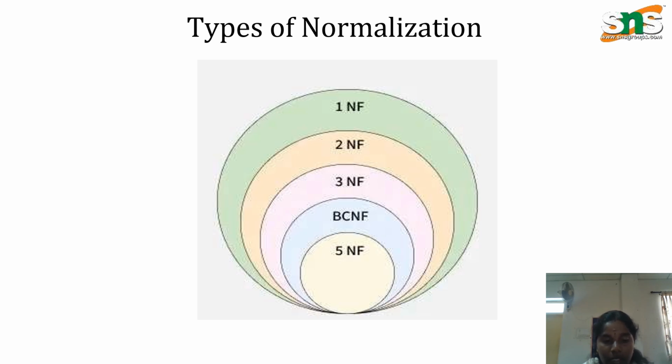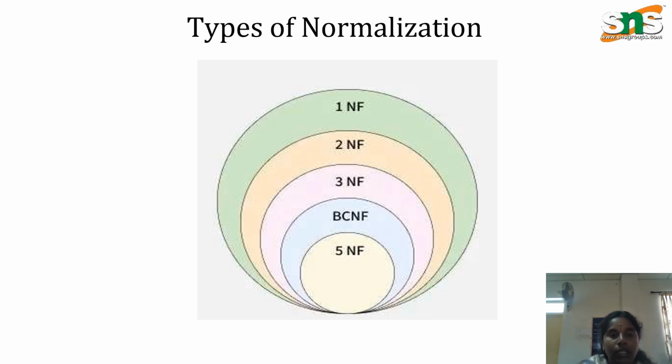And then the fifth one is the fifth normal form. Here the table is in fourth NF, it is in BCNF, and has no multi-valued dependency. A multi-valued dependency occurs when one attribute determines another and both attributes are independent of all other attributes.